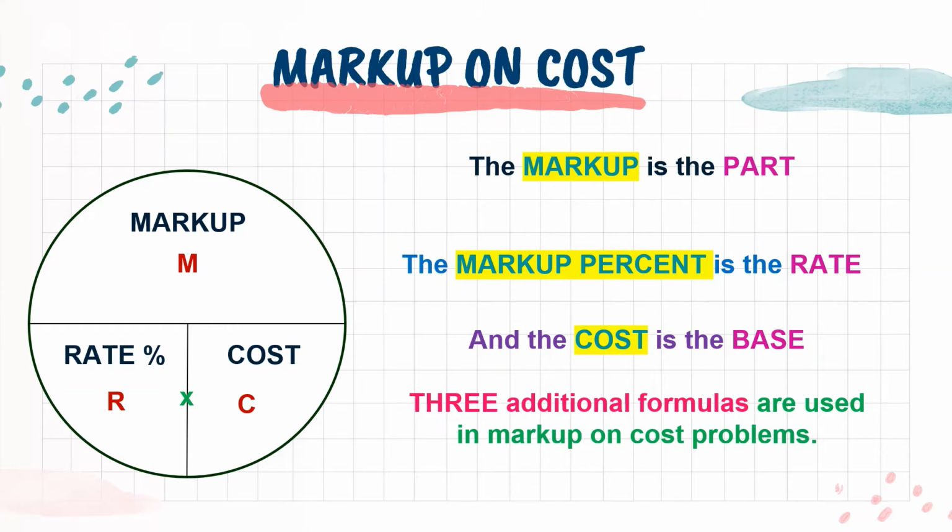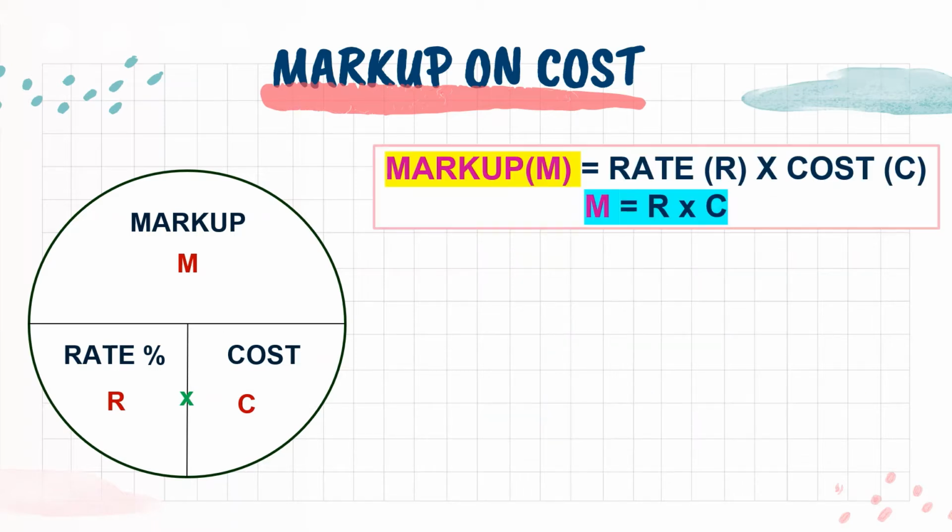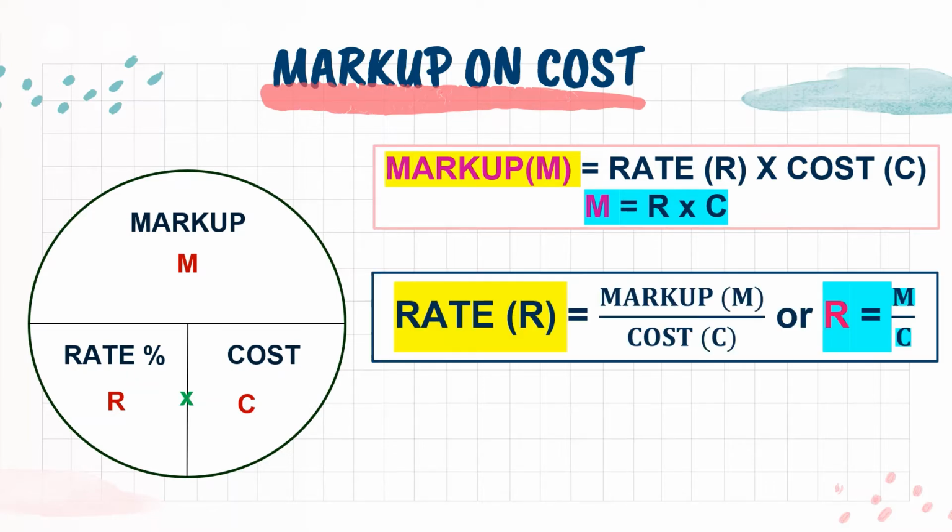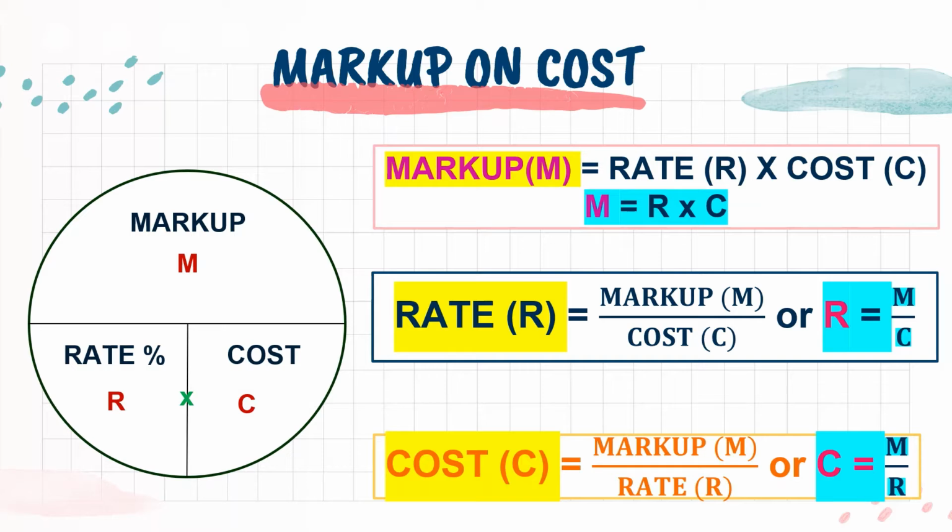Three additional formulas are used in markup on cost problems. Markup is equal to rate times cost, so M = R × C. Rate is equal to markup divided by cost, or R = M / C. Cost is equal to markup over rate, or C = M / R.